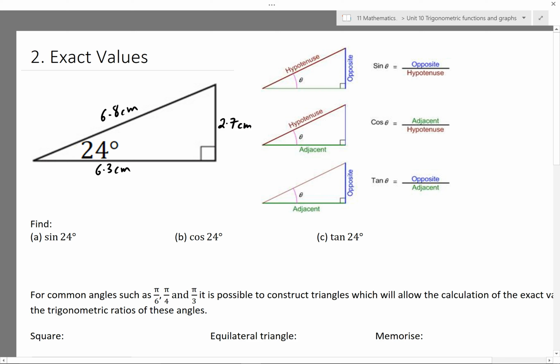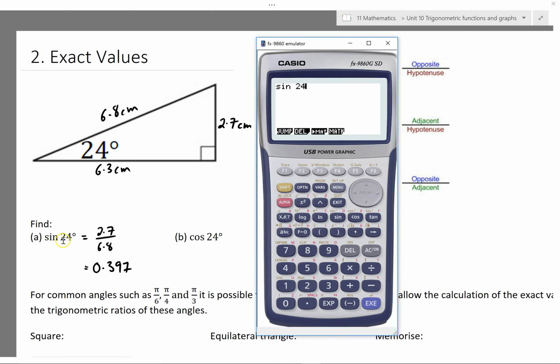We can use this triangle to find sine, cos, and tan of 24 degrees. Just using our normal ratio rules, sine of 24 is the opposite side divided by the hypotenuse, 2.7 divided by 6.8, which gives me something like 0.397, which is roughly the value of sine 24, verified on my calculator, 0.40. That's pretty close. A little bit of rounding due to my measurements, but that's the idea.